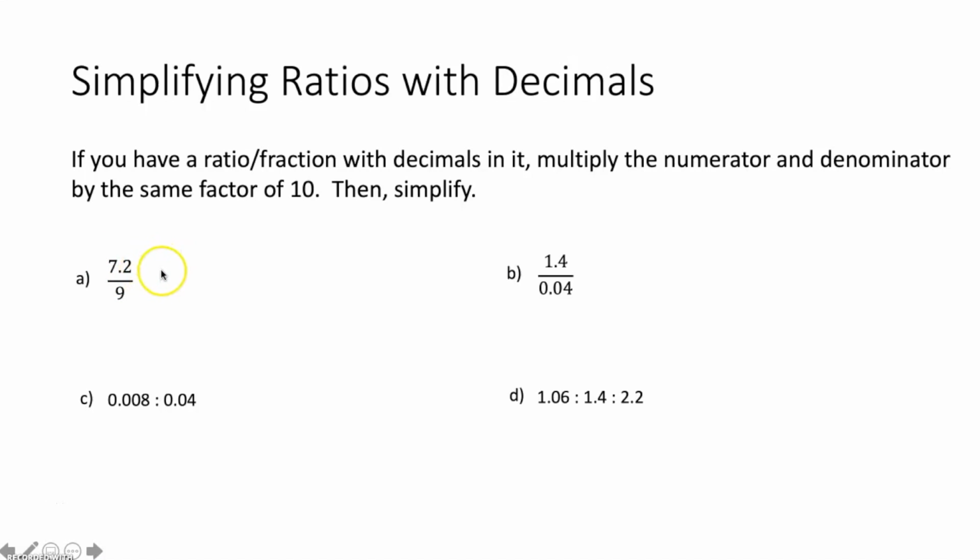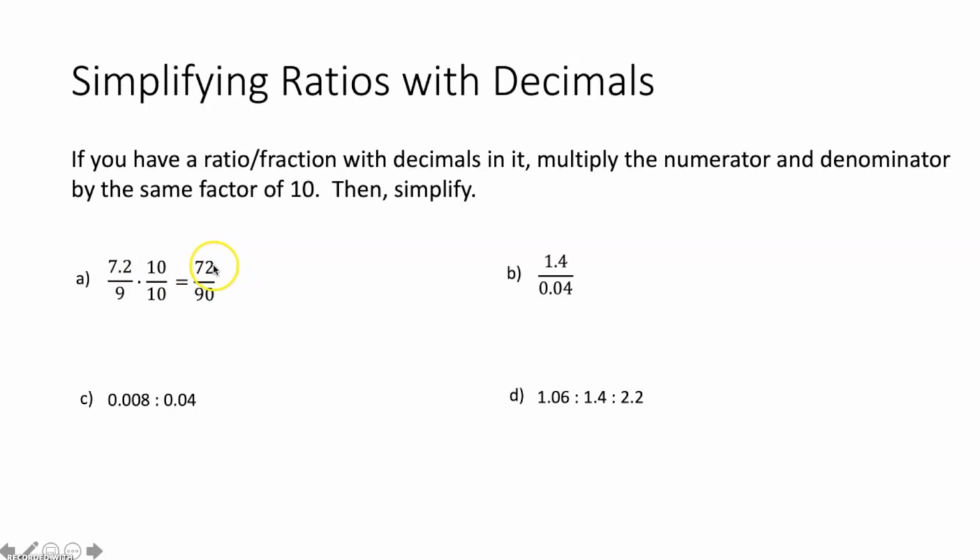But whatever I do to the numerator, I have to do the exact same thing to the denominator because I'm multiplying by a form of 1. 10 over 10 is a form of 1. And when you multiply a number by 1 or a form of 1, it doesn't actually change the number, but it allows us to simplify it a little bit further. So again, whatever I do to the numerator, I have to do to the denominator. If I'm multiplying the numerator by 10, I have to multiply the denominator by 10. 7.2 times 10 is going to be 72. 9 times 10 is going to be 90.